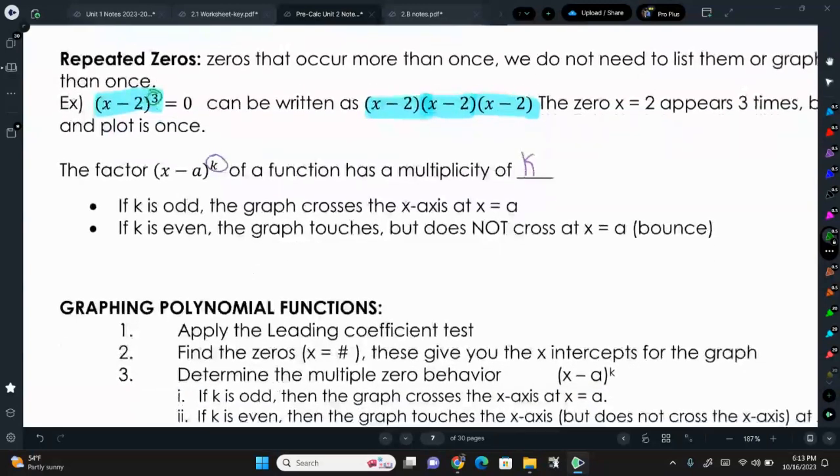Now, if that multiplicity is odd, we cross the x-axis at that zero. We go through it. Our y values will change from positive to negative or negative to positive. Now, if the multiplicity is even, the graph touches the x-axis but does not cross it. You can think of it as a bounce. Our graph will bounce off the x-axis. So it will either be a minimum or maximum, or we can call it a turning point. When we have an even multiplicity, that x-intercept is a turning point.